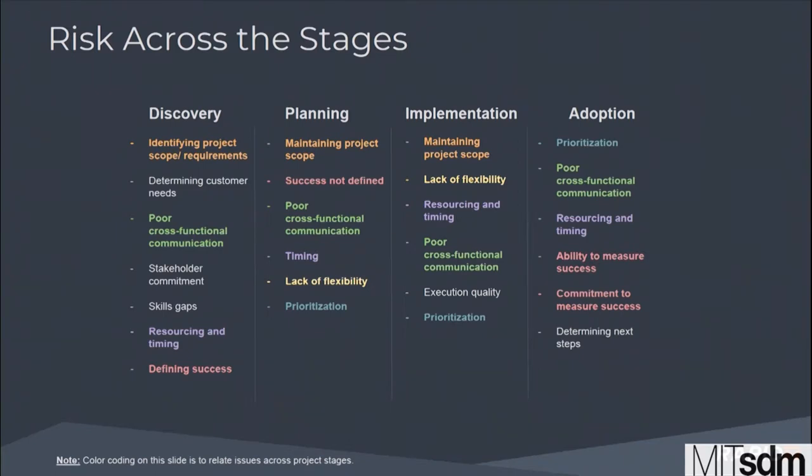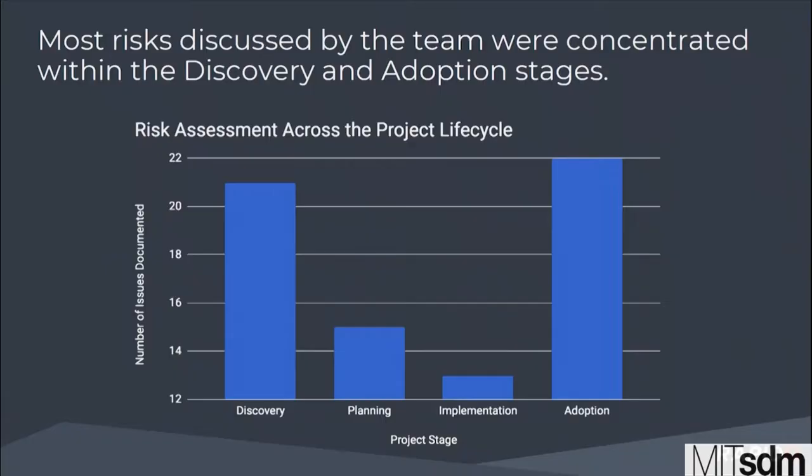Then what we thought was extremely important was also to identify the potential risks that the team faces across the different phases. We went through these one by one, and we wanted to make sure that everyone had time to talk about it at that particular stage of the life cycle. What we find is that in the discovery phase and the adoption phase, which is really the adoption and the execution phase, there appear to be a lot more risks than there are in the middle of the project.